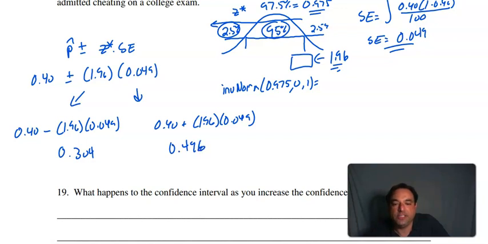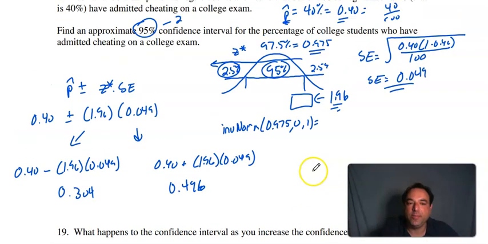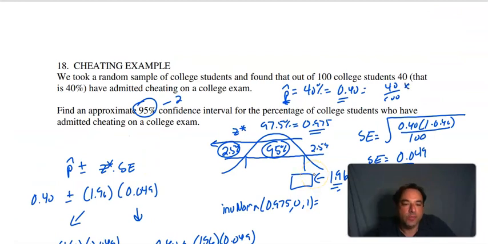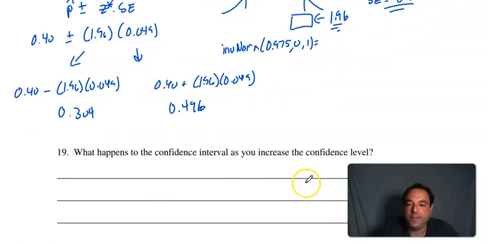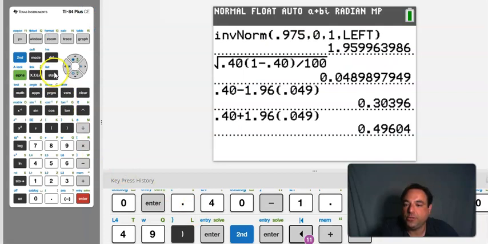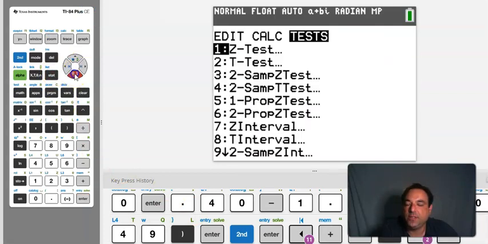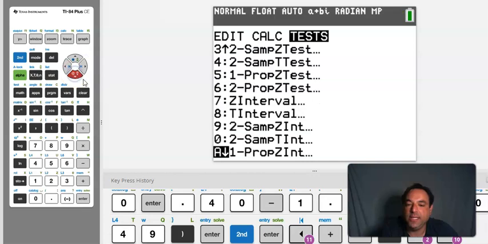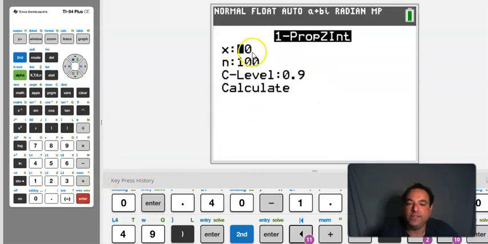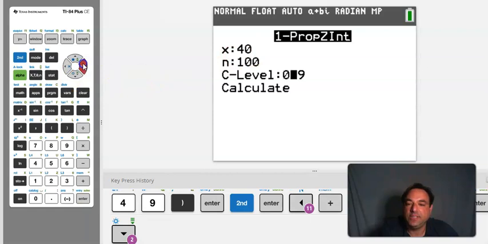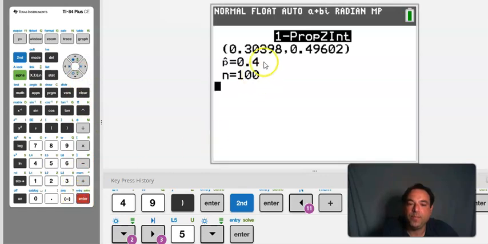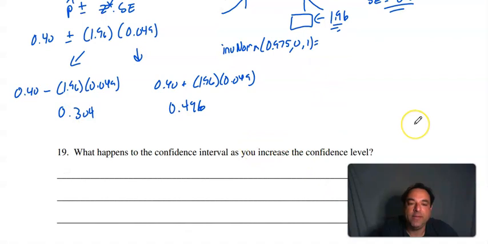Before we write the sentence, let's check that in the calculator. To check in the calculator, remember they're going to want the x, which is the numerator, n, which is the denominator, and they're going to want to know that the confidence level is 0.95. So in the calculator, we're going to do stat, over to test, all the way down to A. X is 40, N is 100. This time the C level is 0.95. Go to calculate. 0.304, 0.496. Matches what we have, or very close.